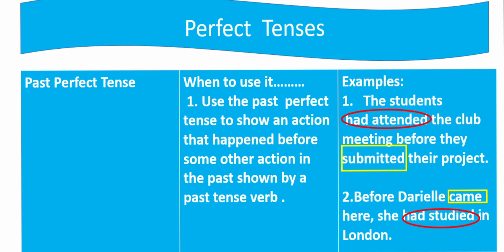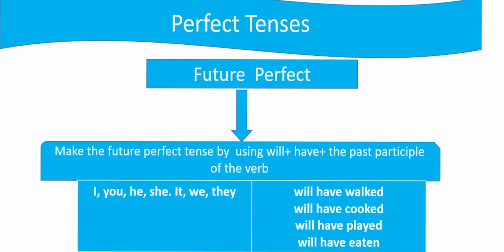Number 2, before Dariel came here, she studied in London. So we have two verbs also. One is in the simple past tense, before Dariel came. So came is the simple past tense verb. And the second verb, had studied in London. So had studied is in the past perfect tense. So it's very simple. I hope you were able to get the idea on how this past perfect tense can be presented in class. Next, we have the future perfect tense.